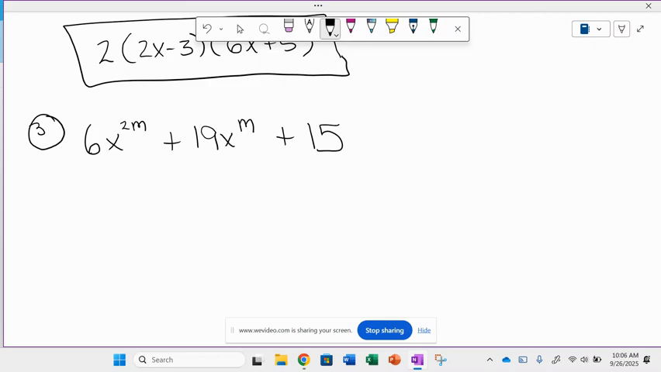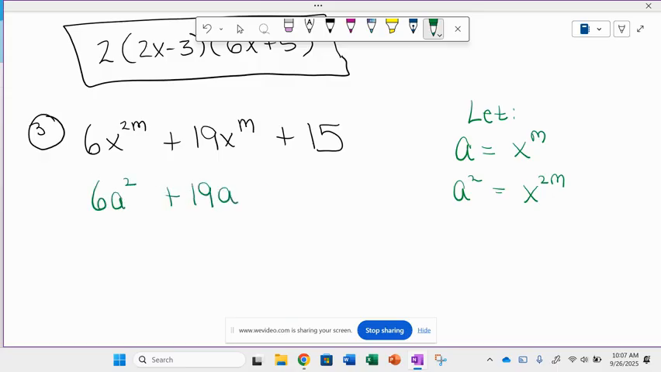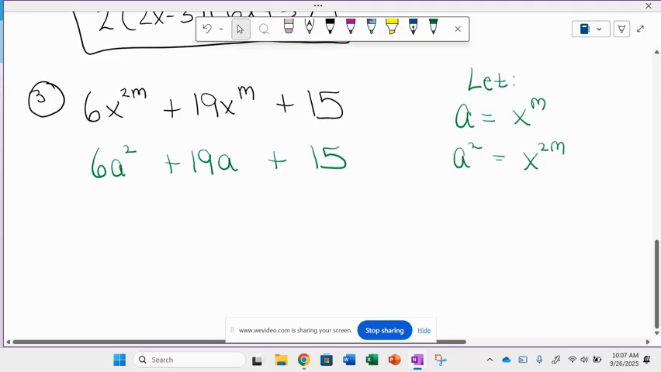And if you prefer, we can use substitution. So what I'm going to do is I'm going to let a equal x to the m. Well, if a is x to the m, what's x to the 2m? A squared. So here we're going to have 6a squared plus 19a plus 15. Any GCF? No GCF. So we can factor.